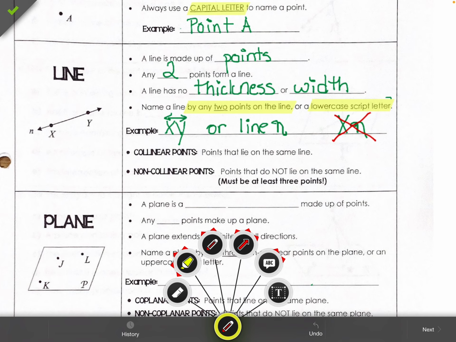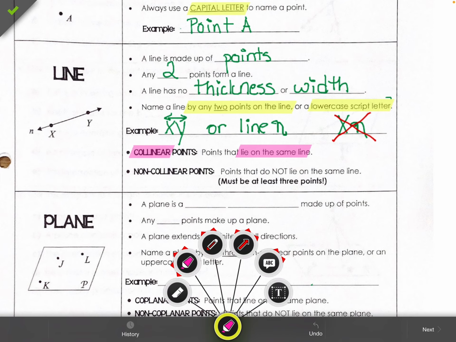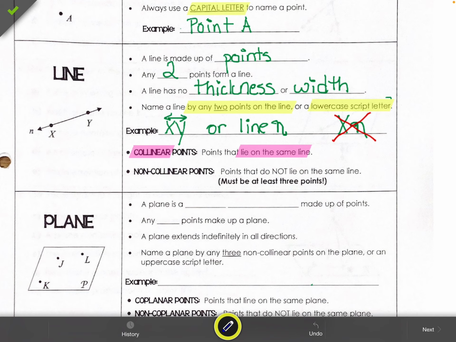Now, with this, there are 2 vocab words you want to make sure that you're good with, because you will see them pop up from time to time. The first word is collinear. Collinear points are points that lie on the same line. So, if we looked, we could say X, Y, and I'm going to add a point right here. We'll call it point Z. We could say X, Y, and Z are collinear points because they're all on the same line. Okay, X, Y, and Z would be collinear.